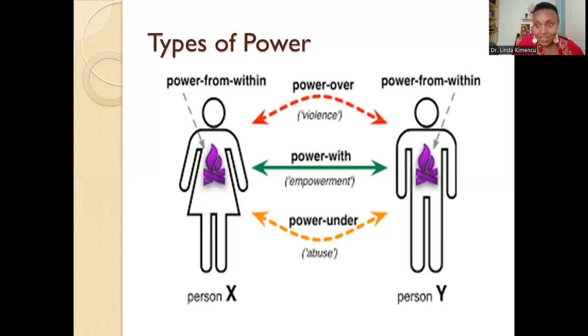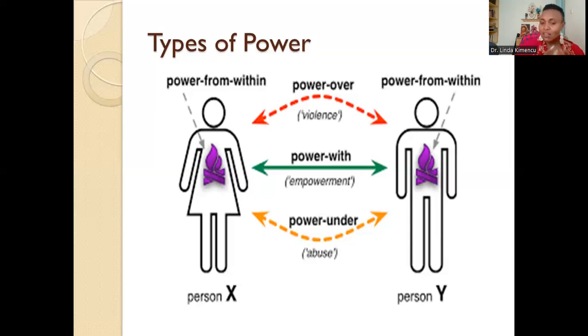Sometimes the subordinate or the person who is on an equal grounding with the leader, they might have very little power within them, where they have very little trust, low self-confidence, and that could make them assume the role of a power under. So it's very important, even when you're being led, to ensure that you also empower yourself so that you even the power dynamics.